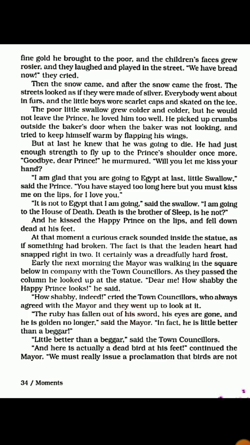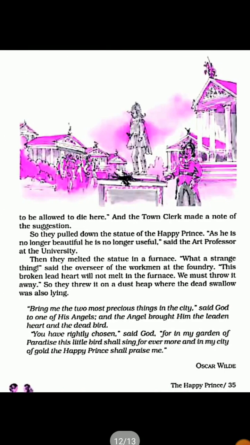The next morning, the mayor and the town councillors came that way. They looked at the statue. They declared that the happy prince was no longer beautiful. So, he was no longer useful. Then, they melted the statue in a furnace. Furnace means a fireplace. But the broken heart didn't melt. It was thrown away. Now, what happened?